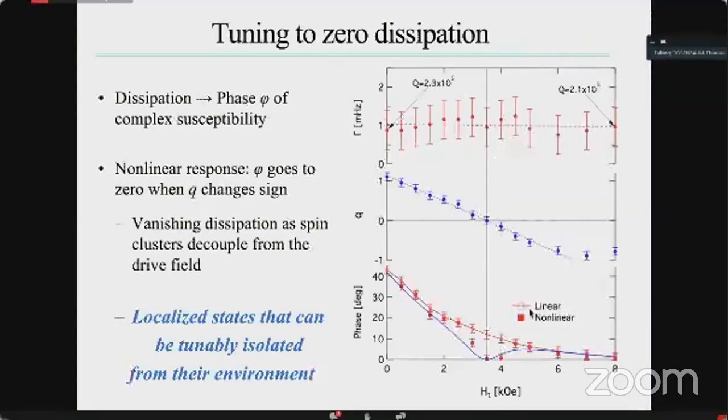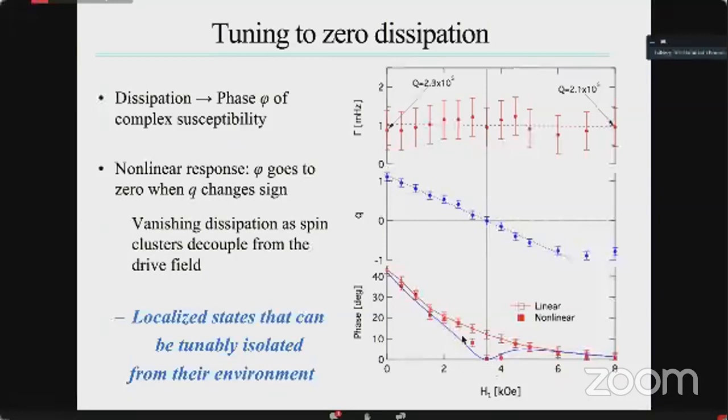And what you see is, if you look at the nonlinear response, it varies smoothly. I'm sorry, the linear response varies smoothly. That's the red here. But if you look at the nonlinear response, in fact, the dissipation goes to 0 just where the Fano parameter crosses 0. Okay, so the fact that you're decoupling from the world, that these are localized states that can be tunably isolated from their environment, is borne out by the measurements of the global susceptibility.